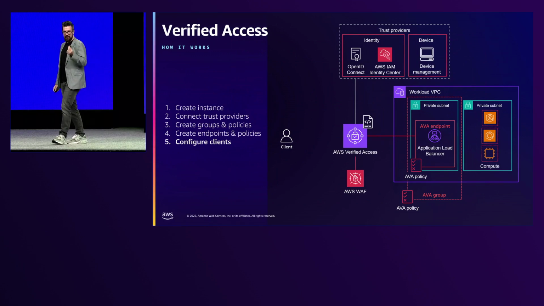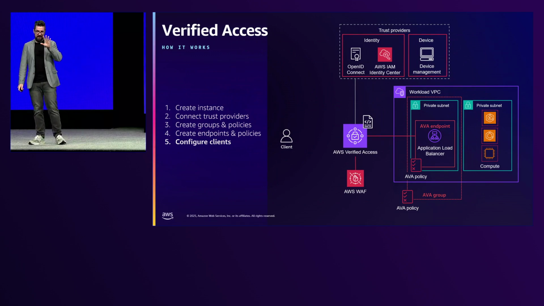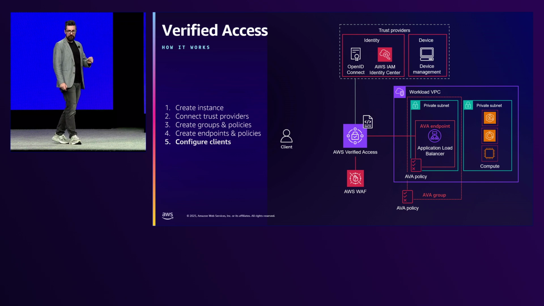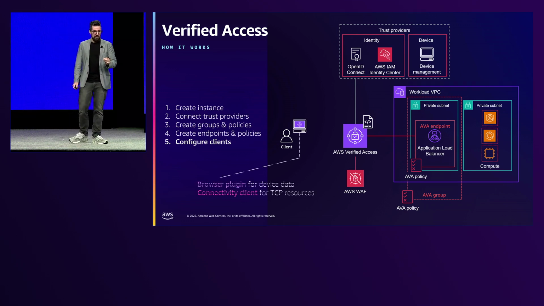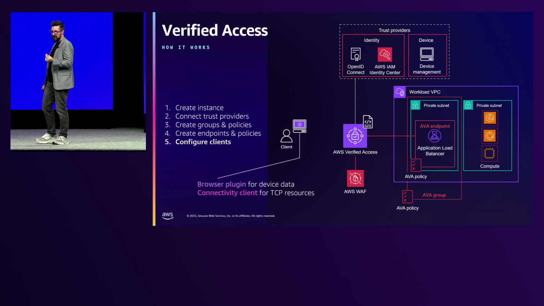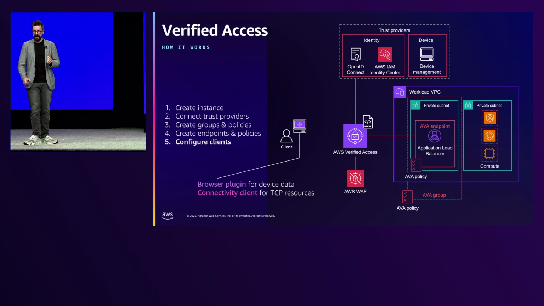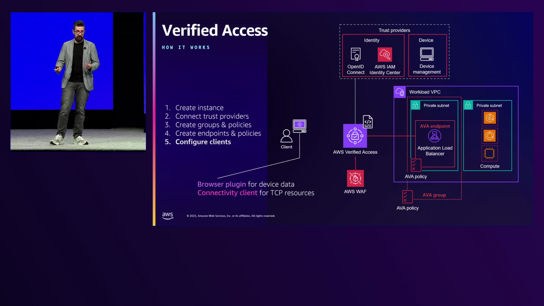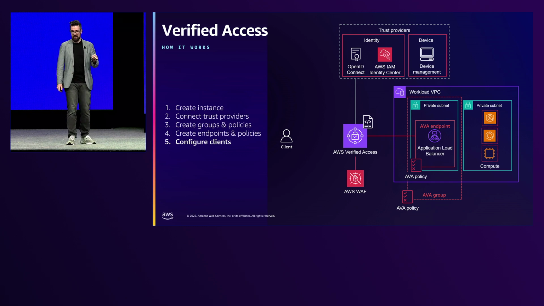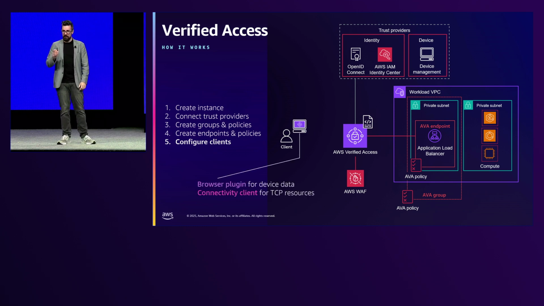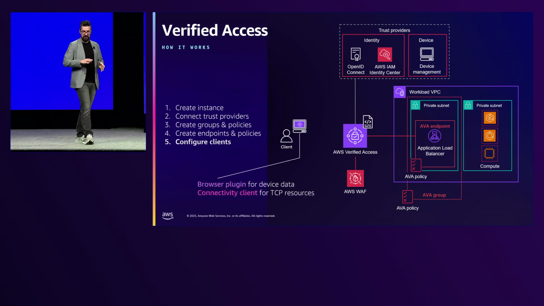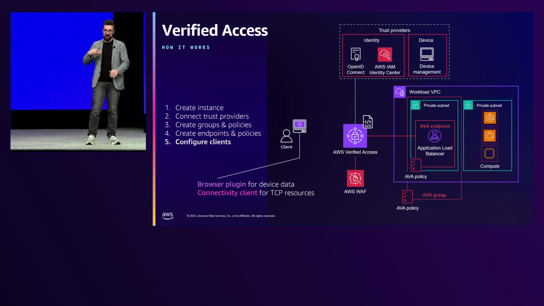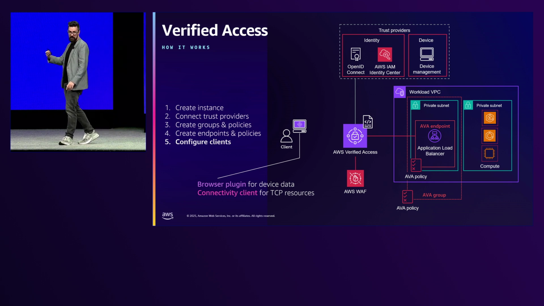So at this point, I've set up a lot of stuff inside the cloud, but I also need to configure my clients. So if I'm going to use device trust context here, I'll need to have a browser plugin, and that could be a browser plugin that we provide or one that comes from whoever your device trust provider is. Additionally, if you're going to connect to TCP resources like the ones I just showed you earlier, you will need to have the connectivity client installed there as well, because the connectivity client is going to install and configure that secure tunnel and ensure that that user auth is continuously performed like we were talking about earlier.